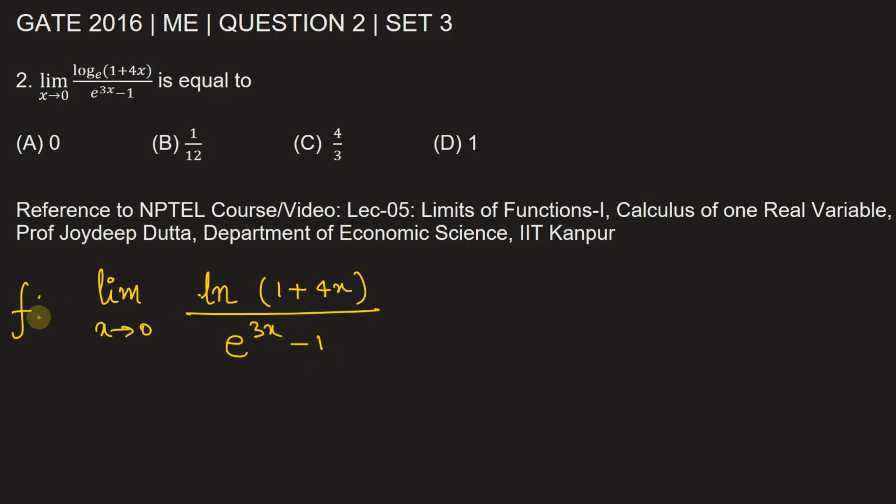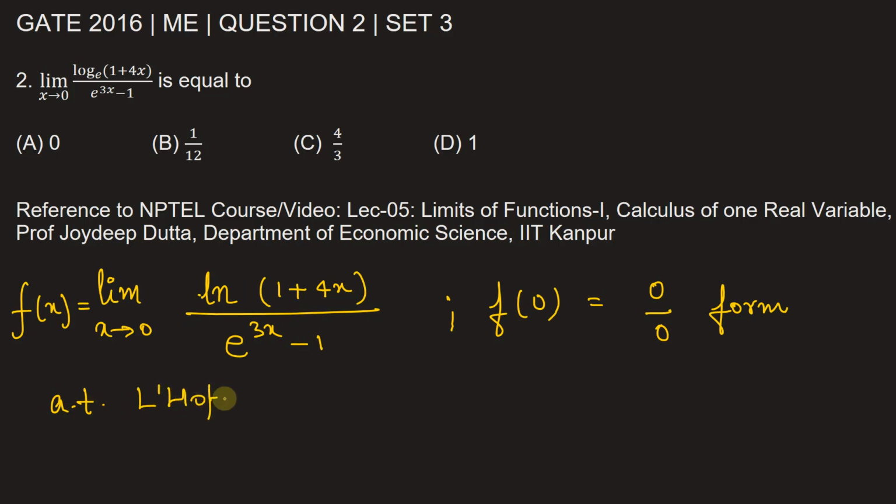Suppose this is f of x. So from here, if we find f of 0, we get 0 by 0 form. Right? And 0 by 0 form is indeterminate. So we will use L'Hopital's rule to solve this limit. So let's write according to L'Hopital's rule.